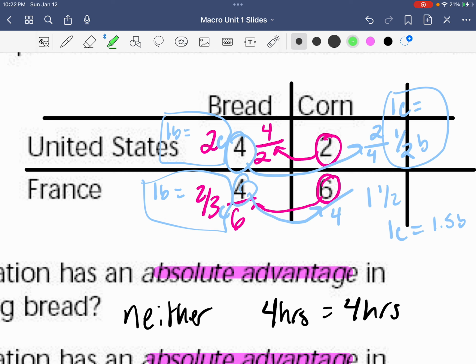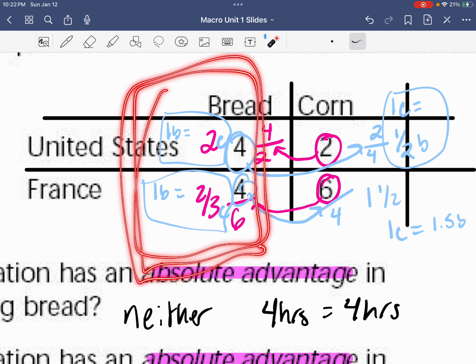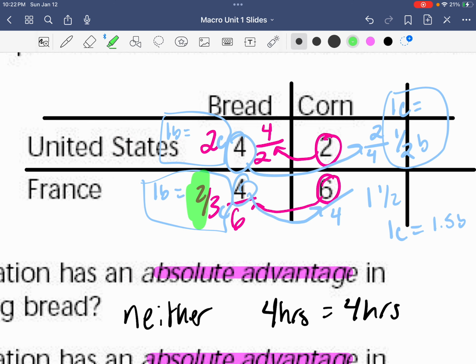Let's take a look at comparative advantage then. So if we are looking at bread, one bread in the United States is the same time, energy, and resources as making 2 corn, where in France it's 2/3. Well, we want to lose out on less. So it looks like France should make the bread because they lose out on less.